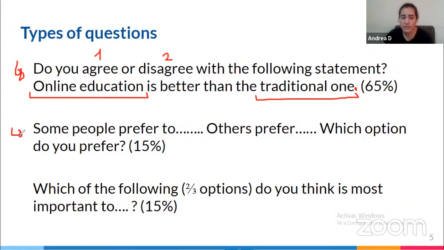The second type of question is exactly the same. They just phrase it differently. So they can say, some people prefer online education and others prefer traditional classroom learning. What do you prefer? So the same thing, you have 2 options. You can choose online or you can choose traditional, but you still have 2. Or sometimes they can give you more than 2, so they can say, which of the following do you think is most effective when learning? Online education, traditional education, or maybe mixed education, I don't know. So you have 3 options in that case, but you still have to do the same. You need to choose one of those options and explain why in your essay.